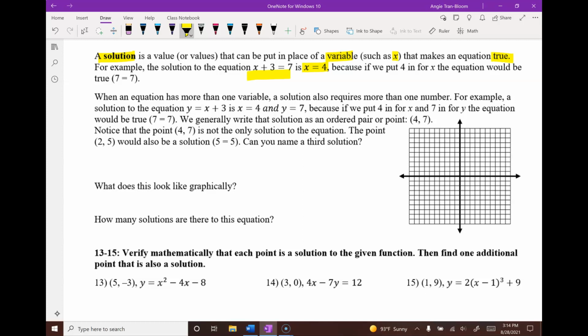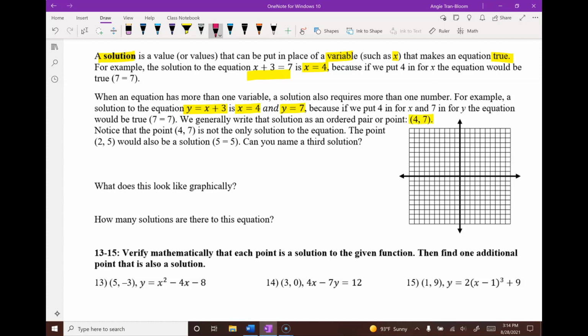When an equation has more than one variable, such as in this case, as you can see, y equals x plus 3, we have a y and an x. A solution also requires more than one number. In this case, x is going to have to be 4 and y is going to be 7. Because we put 4 in for x and 7 in for y, the equation would be true, hence 7 equals 7. We generally write that solution as an ordered pair.